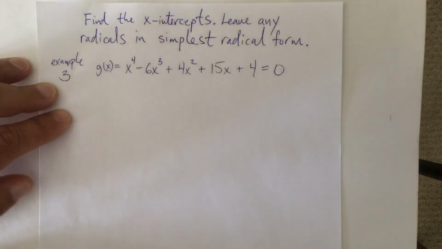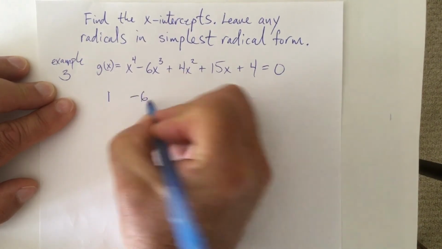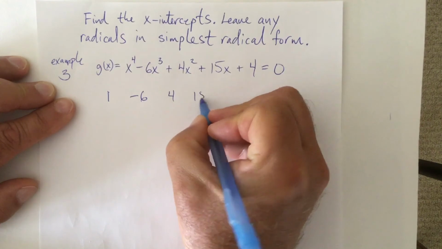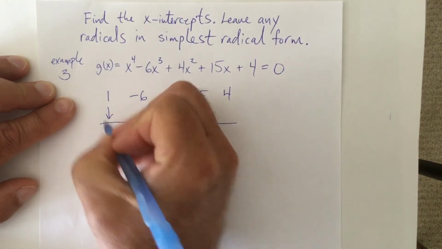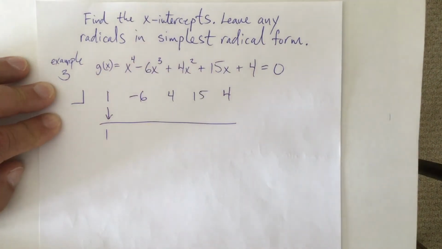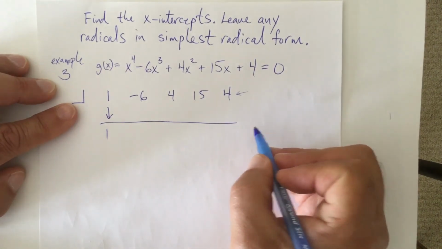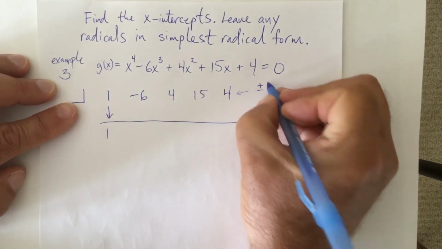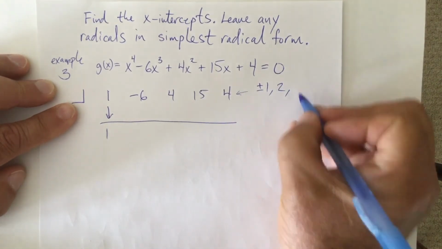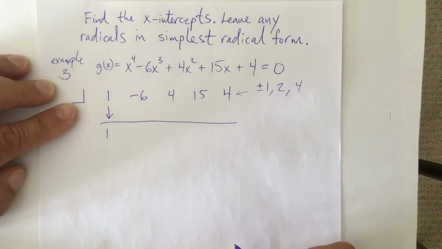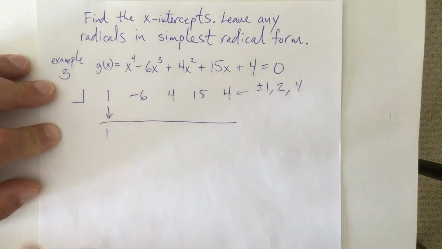I'm going to move this out of my way, and I'm going to write the 1, -6, 4, 15, and 4. I'm going to bring down the 1. I'm going to use a backwards L called a shelf to list my possible choices, which come from here. My possible choices will be plus or minus 1. What else goes into 4? 2, and then 4. That looks good, 1, 2, and 4. But I don't know which one of those to choose, so let's graph it.